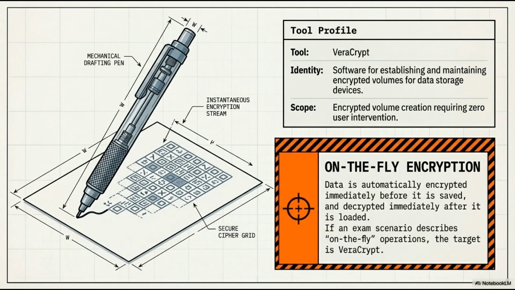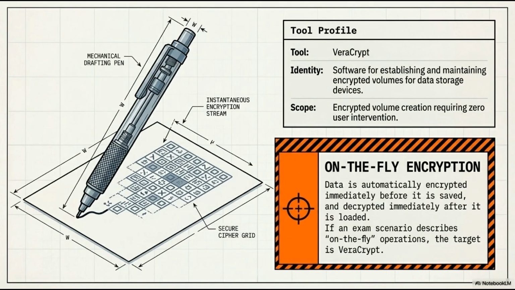Okay, imagine you have a secure Vericrypt volume, like a virtual drive. Mm-hmm. You enter your password to open it. Okay, it's open. Now, when you save a file into that drive, data is automatically encrypted immediately before it is saved to the physical disk. Immediately before. Right. And when you open a file, it is decrypted immediately after it is loaded into memory. So the plain text never actually touches the hard drive.